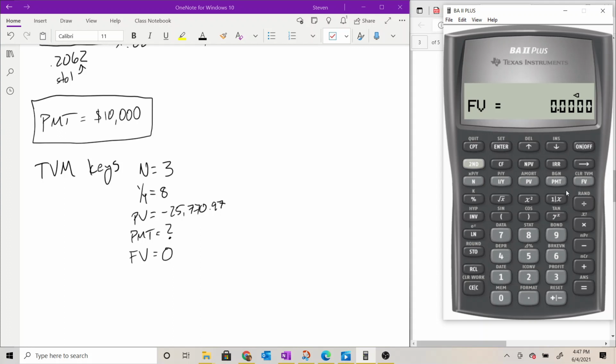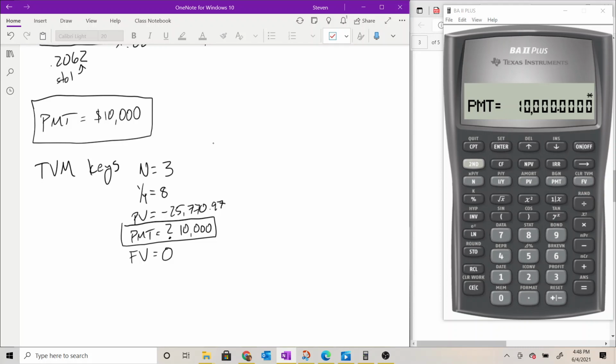All right, we've got 4 of the values recorded. We can solve for the 5th by hitting Compute PMT, Compute Payment, and we see our asterisk there that tells us it is a calculated value, and it came up with the same $10,000 value that we got using the formulas.